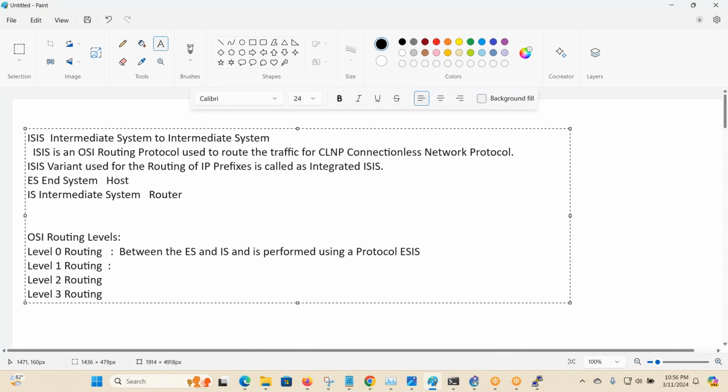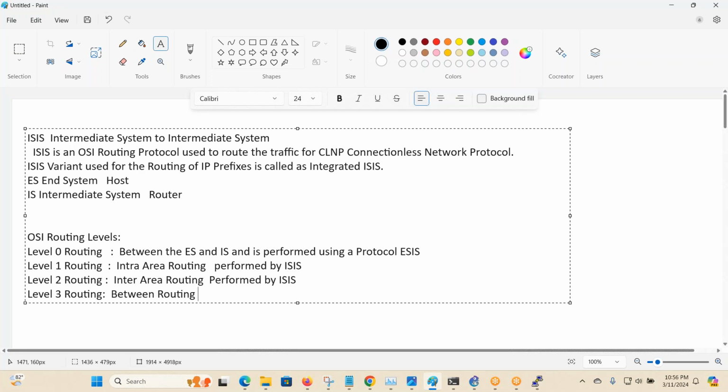So this one is called intra-area routing. When two IS, intermediate systems, belong to the same area, that is called intra-area routing, performed by ISIS. So this one is again inter-area routing. If two IS belong to two different areas, that is called inter-area routing. This is performed by ISIS.